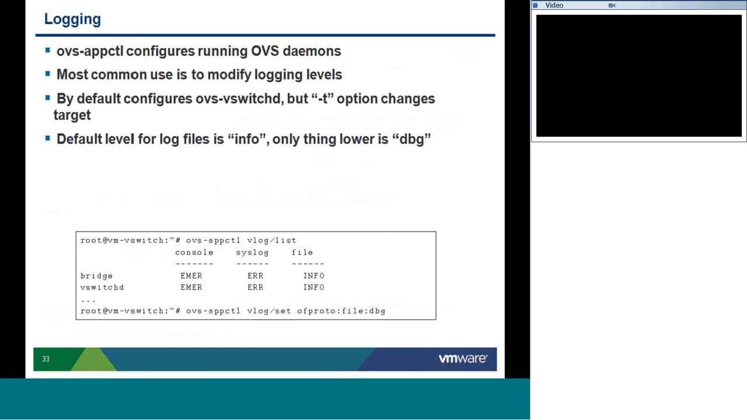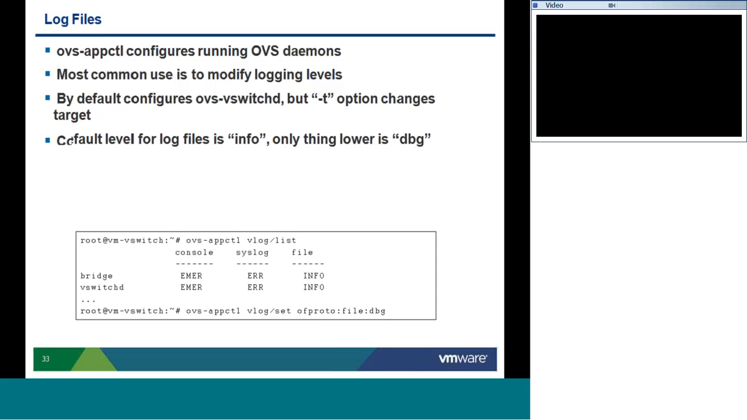Here's ovs-appctl vlog/list, which shows all the logging modules configured for ovs-vswitchd. You can see the different modules, and this is the configuration for outputting to the console, to the syslog daemon, and to the file. And then here's an example where we run vlog/set, setting the ofproto module for the file to debug.